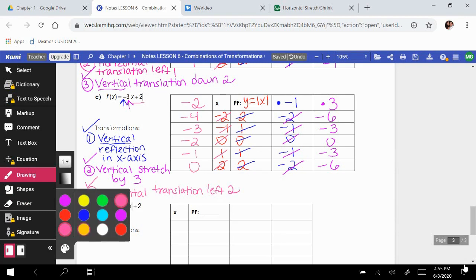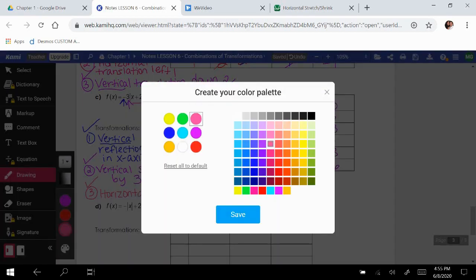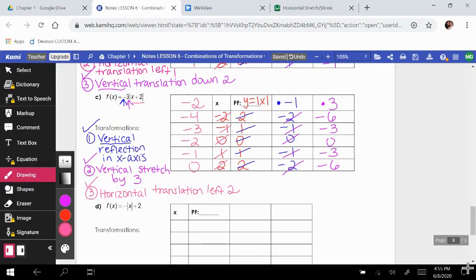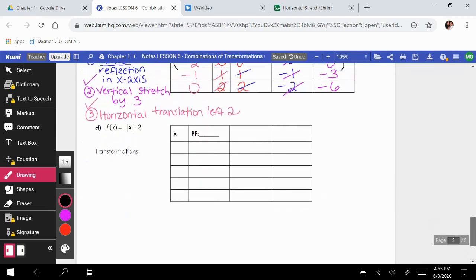Again, your ordered pairs are the outermost numbers. So, for example, you'd have negative 4, negative 6 as an ordered pair, negative 3 as an ordered pair, negative 2, 0 as an ordered pair, and that's what you would graph. Okay, last one.